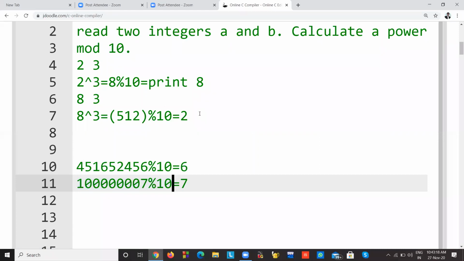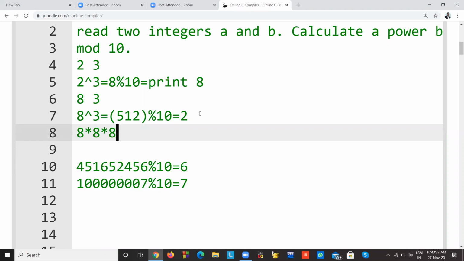The computer evaluates it. So this one now we wanted to do: here we need to calculate a power b mod 10. Okay, a power b means a is multiplied b times. 8 power 3 means 8 is multiplied 3 times: 8 into 8 into 8. So now a is multiplied b times. That result should be divided with 10. We'll get some remainder we need to print on the monitor.